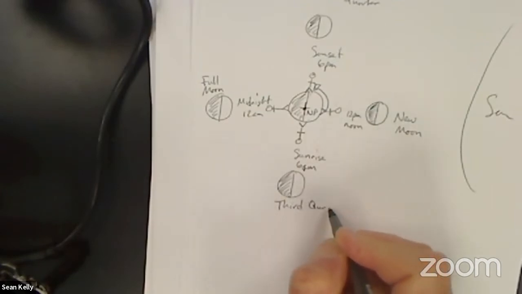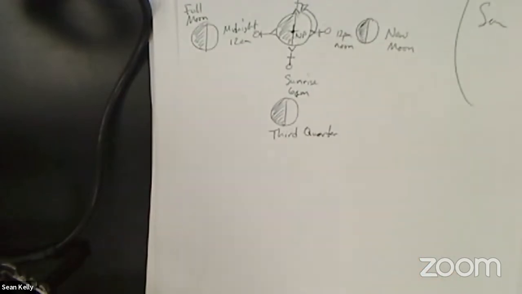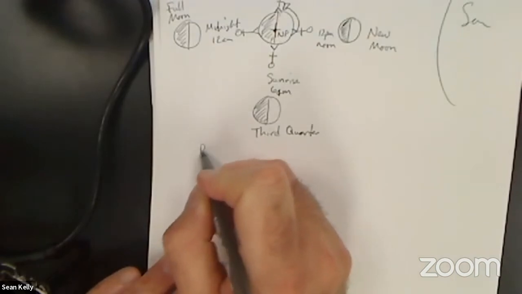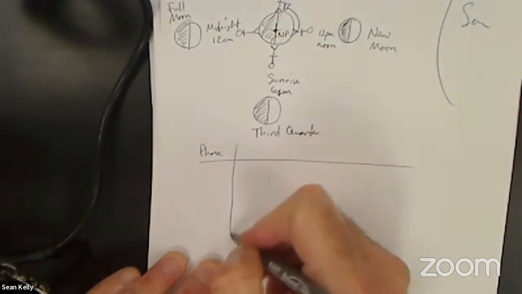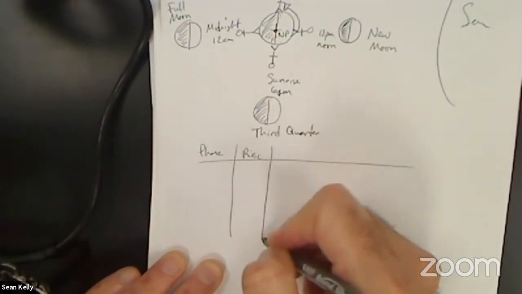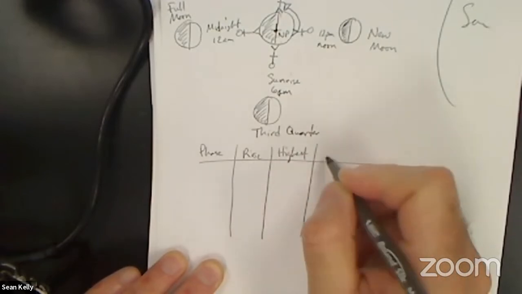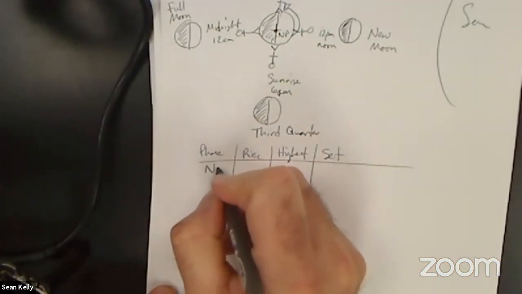So the third quarter moon is highest overhead at 6 a.m. or sunrise. Okay, so we're going to make a little chart real quickly, and I'm going to show you how you can get any phase of the moon then. So we'll start off with the phase, and then we'll make a rise time. We'll put the highest time, and we'll put the set time. Okay, and we'll start off with new.